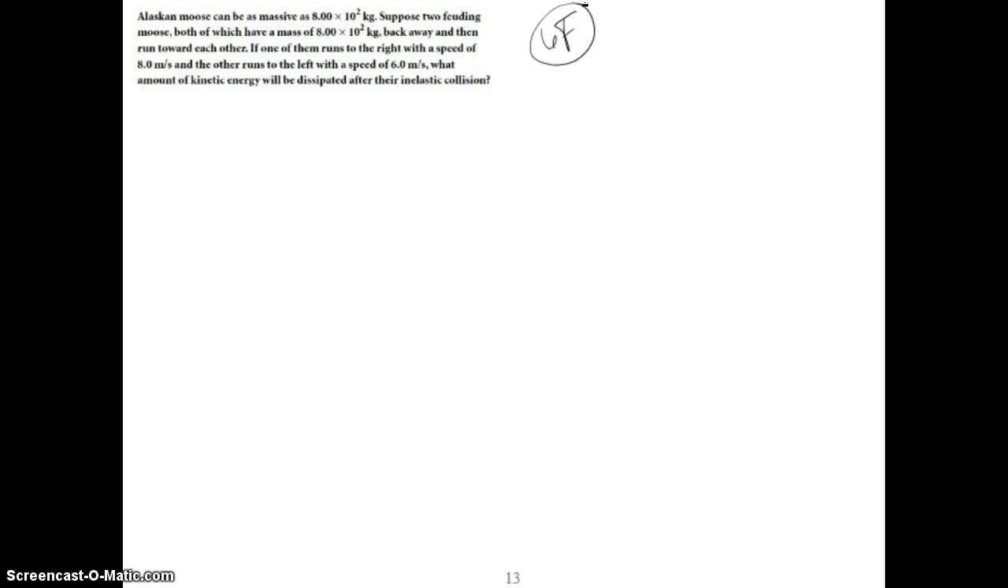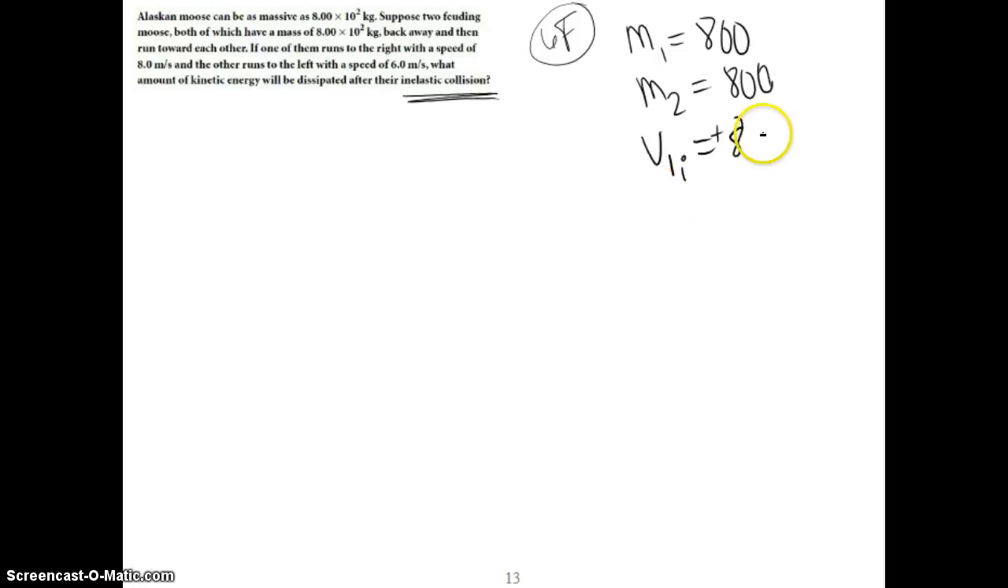So the key here is that it's going to be an inelastic collision, so they're going to be stuck together afterwards. So let's look at what we have. Mass of moose 1, mass of moose 2, velocity of moose 1, positive because it goes to the right, and velocity of moose 2, negative because it's to the left. And they want to know what the change in kinetic energy is. No problem. Let's start with what we know.